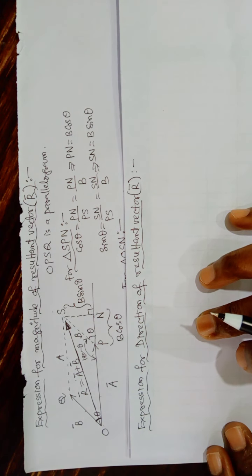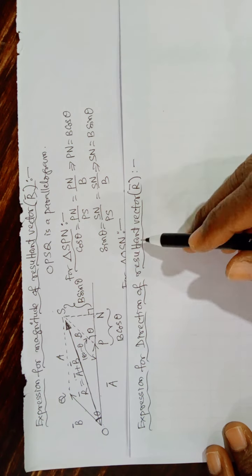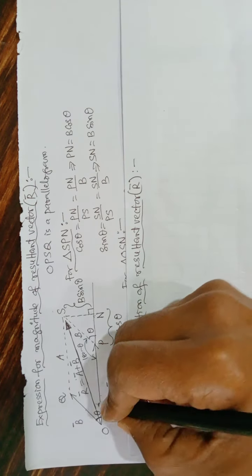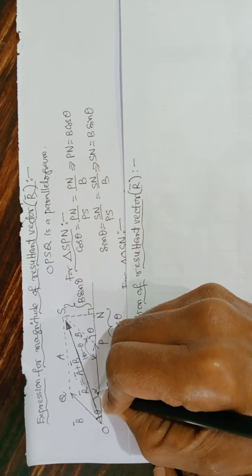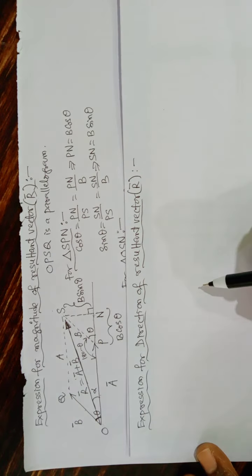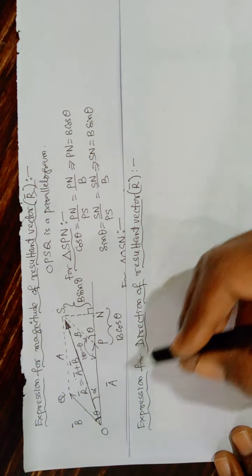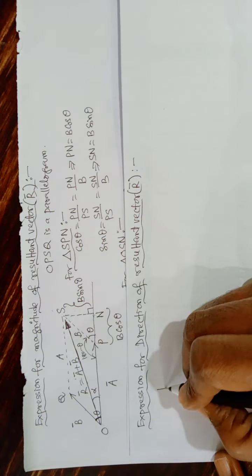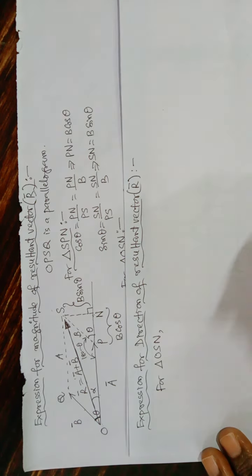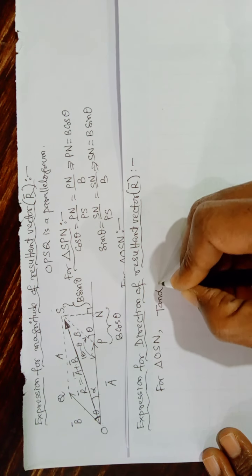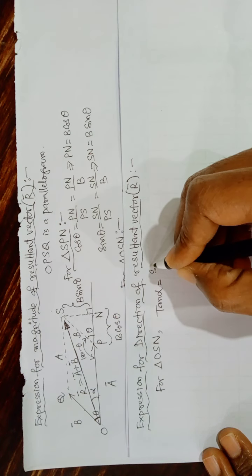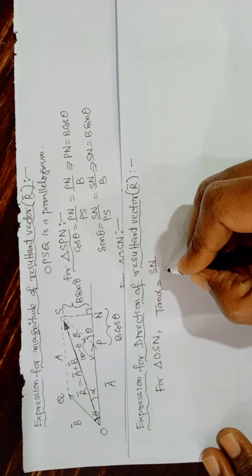Now we want to derive an expression for the direction of the resultant vector. See, this is the resultant vector. Its direction is denoted by an angle alpha. Alpha is the angle it makes with the x-axis. Now considering the OSN right angle triangle, tan alpha is equal to opposite by adjacent. Opposite side is SN, adjacent side is ON.